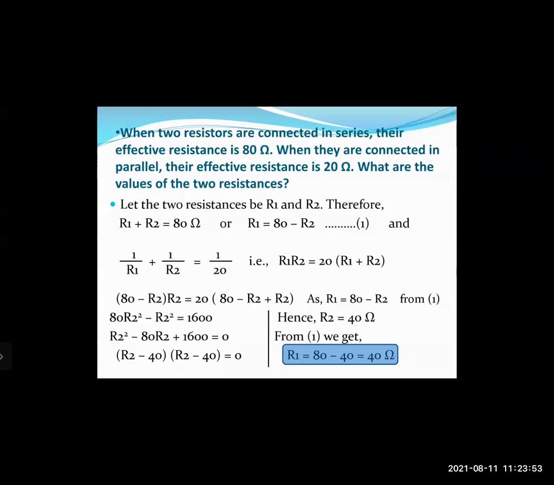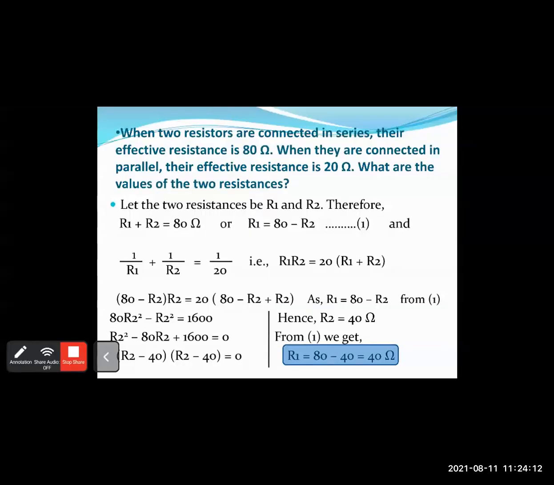Now, if you take this equation and substitute the value of R1 here, see what we get: 80 minus R2 into R2 equals 20 into 80 minus R2 plus R2. Now what have we done here? We have substituted the value. We have substituted the value of R1.